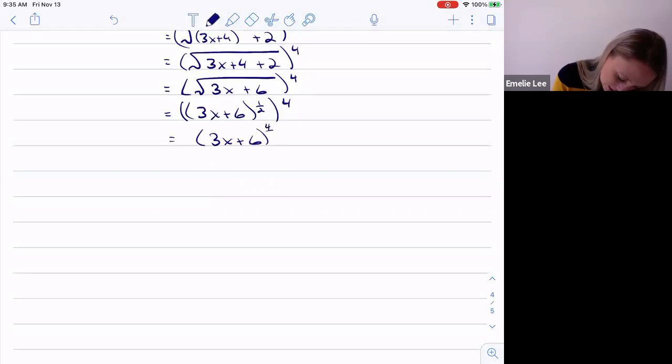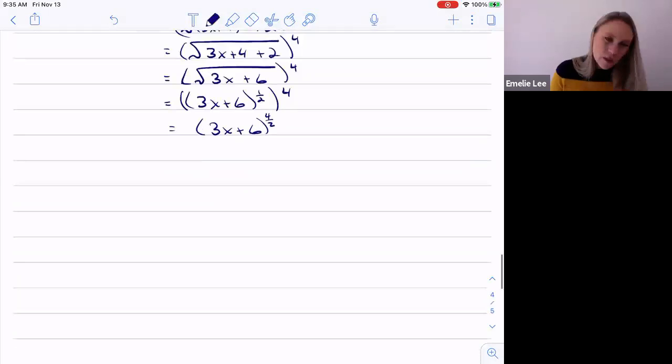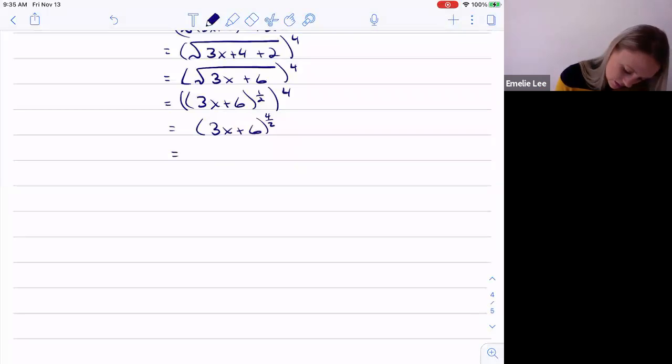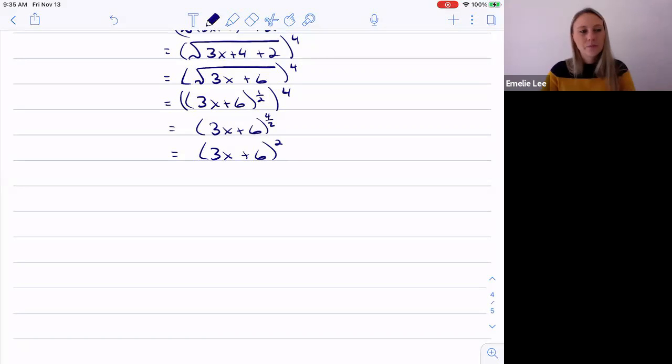I'm really writing out every single step here. You can probably skip a few of these, but I just want you to see where it came from. So we get 3x plus 6 to the power of 2. And then we're done.